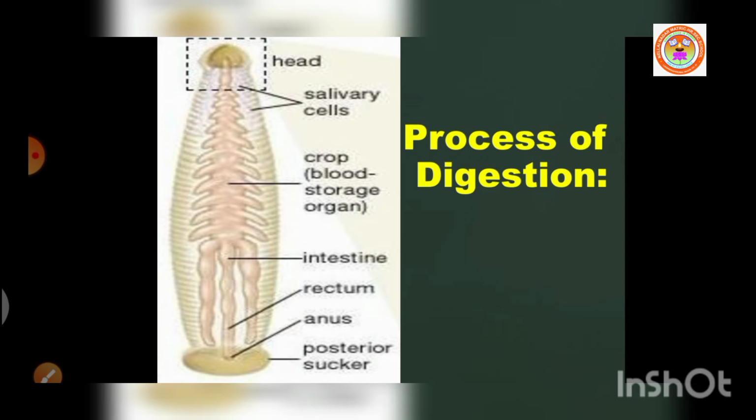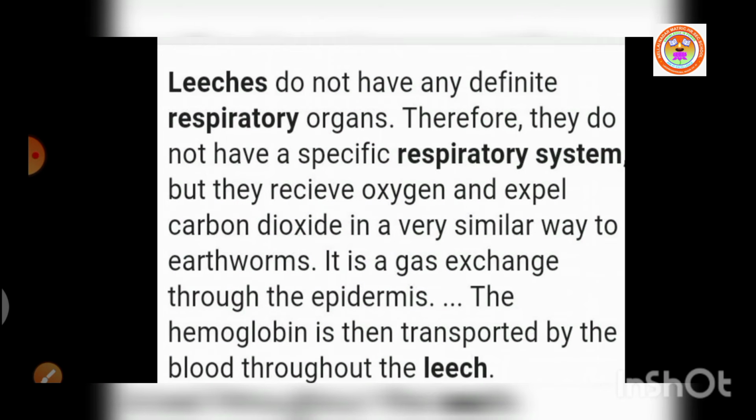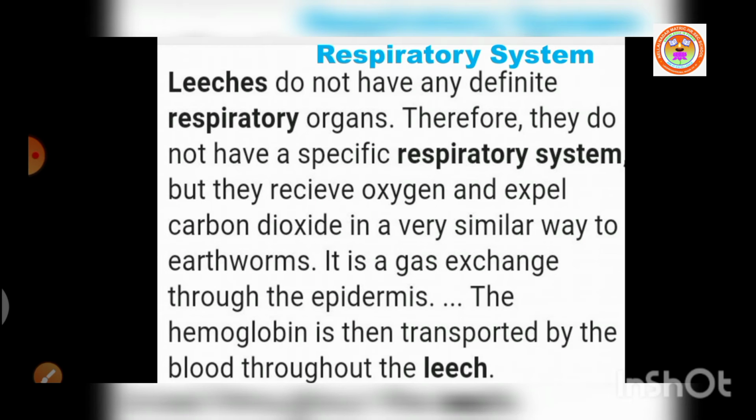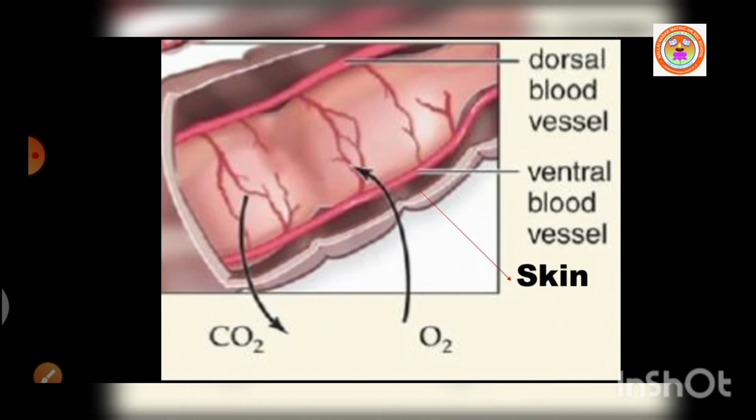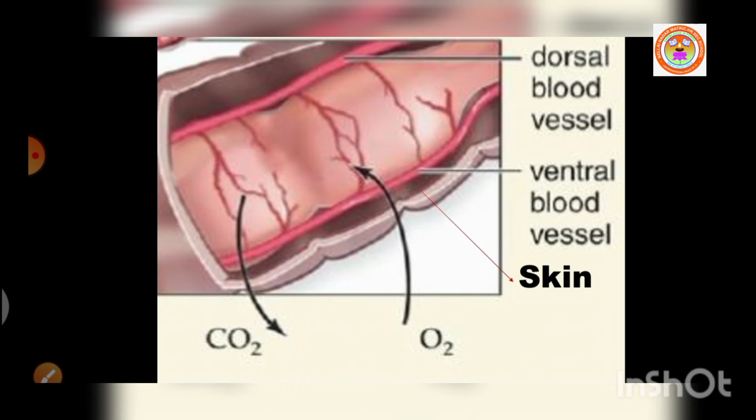Now let us see the respiratory system of leech. Actually, leeches do not have a proper or definite respiratory system. Leeches respire through their skin. A dense network of tiny blood vessels called capillaries containing the hemocoelic fluid extends in between the cells of the epidermis. The exchange of respiratory gases takes place by diffusion.